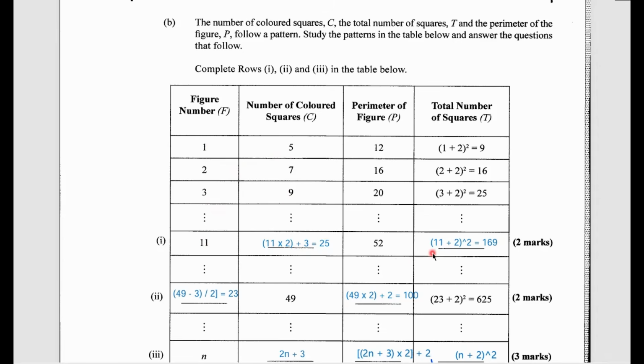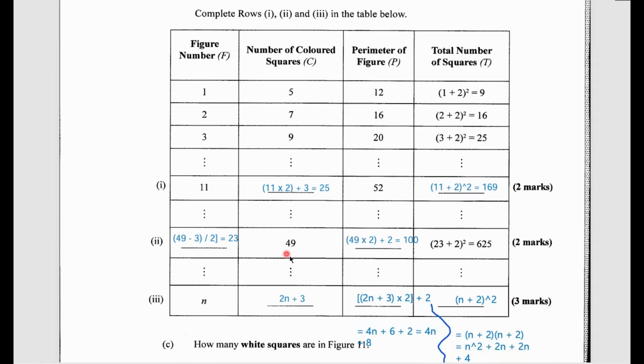With this here, we are seeing that you're adding 2 to the figure number and you're squaring it. So for 11, you add 2 and you square it. So 11 plus 2 is 13. 13 squared is 169.